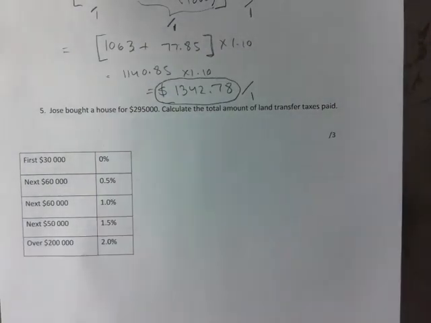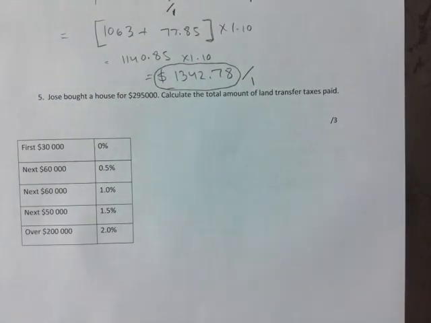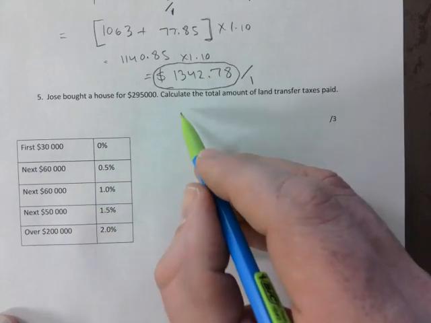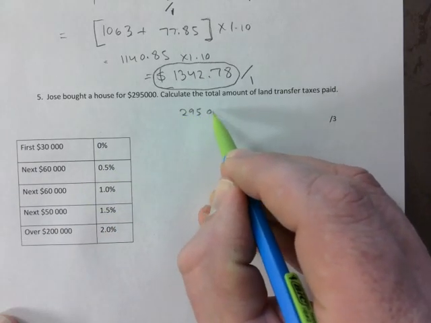Next, house worth $295,000. What are the land transfer taxes? And always, the province says you will always be given this. So, question?